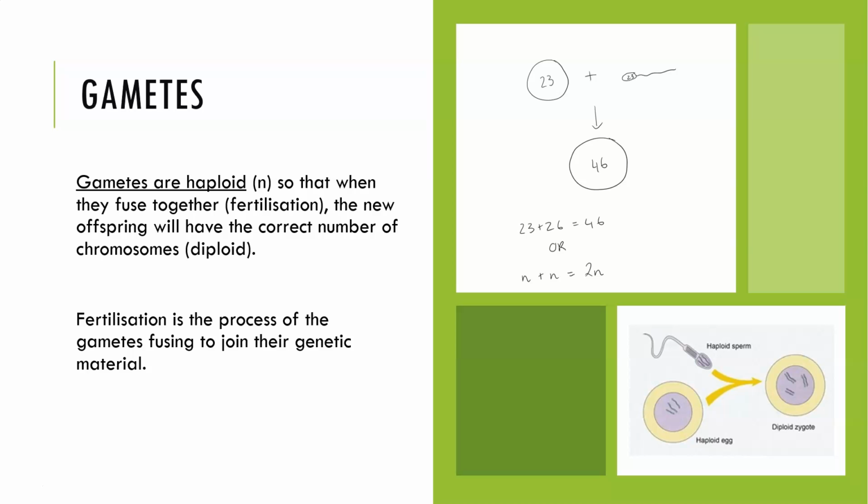Fertilization is the process of the gametes fusing and therefore joining their genetic material. So you see in the top diagram there, we've got our egg cell and our sperm cell, both with 23 chromosomes. They fuse through fertilization, and then we get the new cell with 46 chromosomes. Below, you've got your haploid sperm and your haploid egg, and they fuse together through fertilization to give you your diploid zygote.